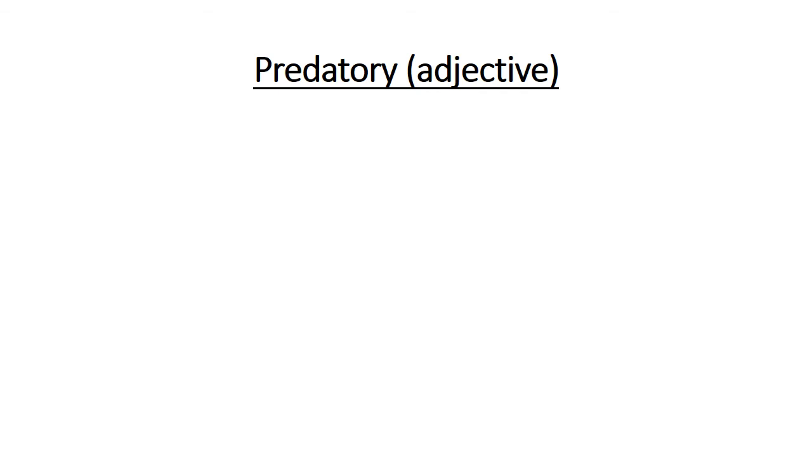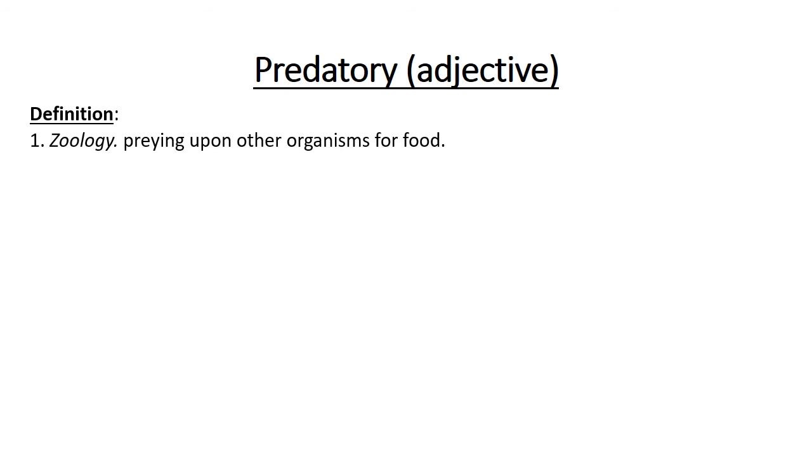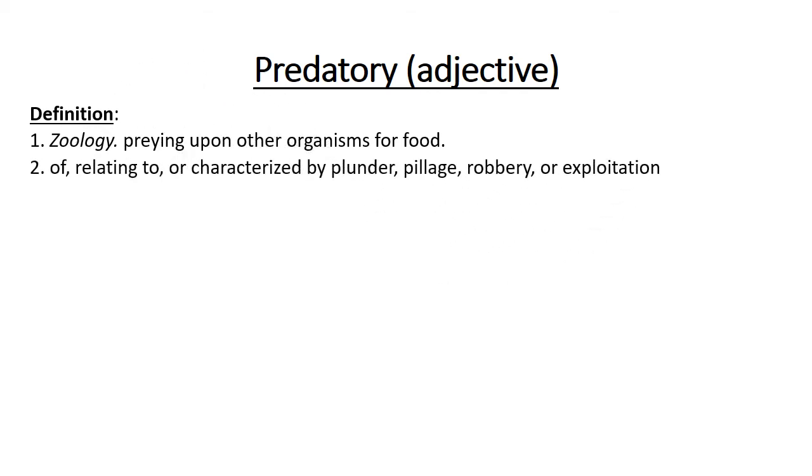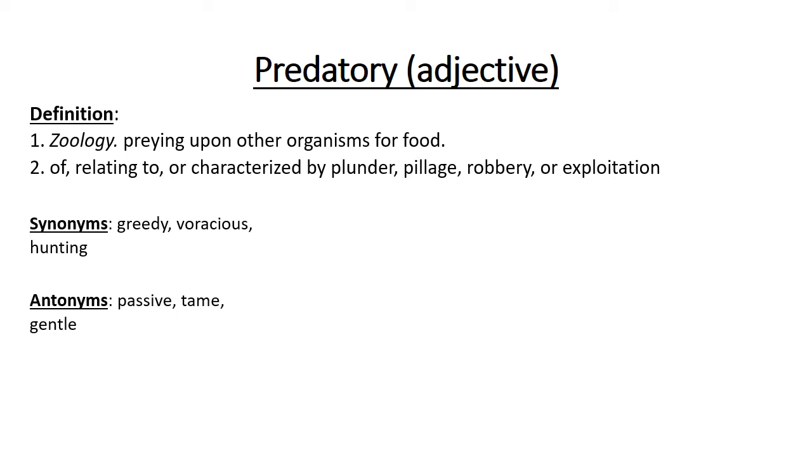The next word for this week is predatory, which is an adjective. Not really a good thing. In zoology, whenever you're talking about animals, it is preying upon other organisms for food. You could also say predatory means of, relating to, or characterized by plunder, pillage, robbery, or exploitation. So that means that an animal or a person could be predatory. Some synonyms are greedy or voracious, hunting. Some antonyms or opposites are passive, tame, or gentle.